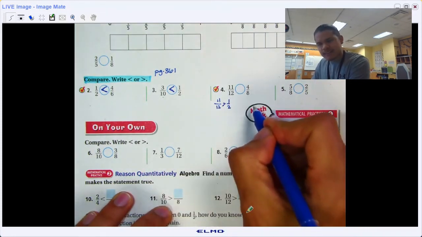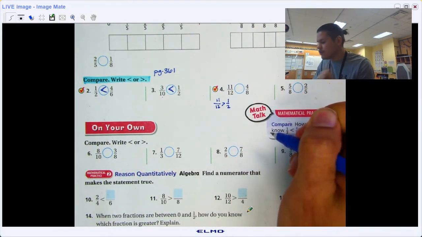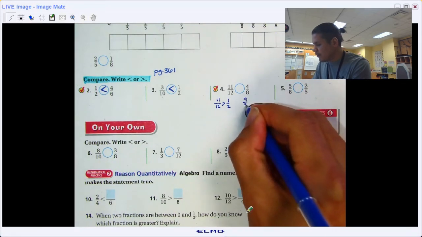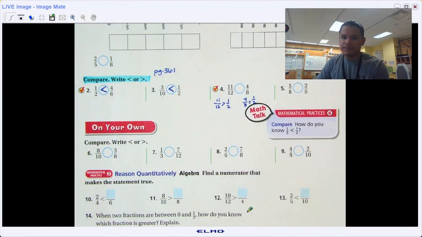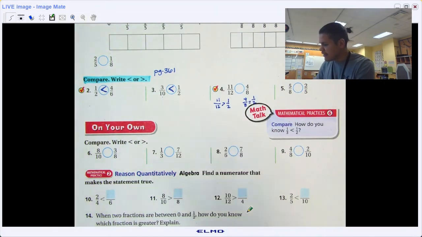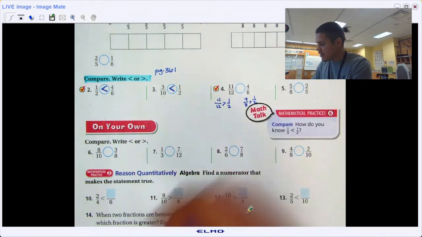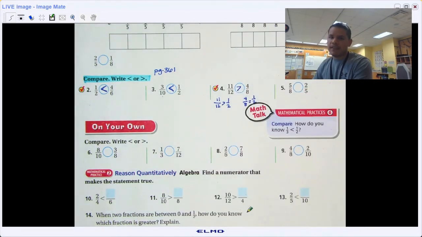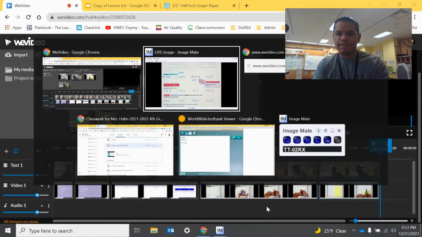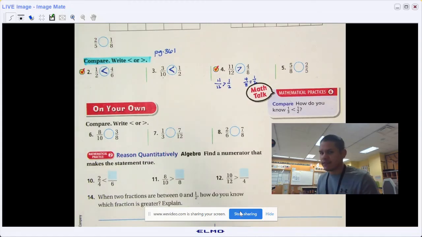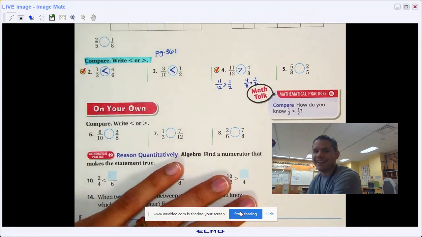Now 4/8, is it greater than, less than, or equal to 1/2? Well, you may remember that 4/8 is equal to 1/2 from our first example. So if I were to take a look at this, I know 11/12 is greater than 1/2, and 4/8 is equal to 1/2. So that must mean that 11/12 is greater than 4/8. You're doing amazing, okay? Go ahead and try number 5 on your own. Go ahead and pause the video, try number 5.